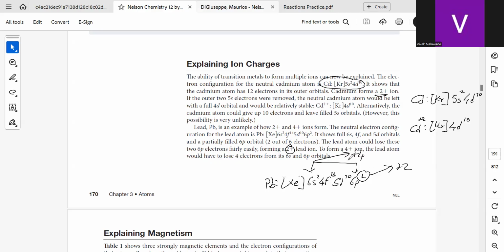Whenever we see the higher principal quantum number, we remove the electron from the higher principal quantum number. But why is it written like that? Why is it Pb and then Xe? That Pb is the element, and instead of writing the entire electronic configuration starting from 1s2, 2s2, 2p6, and so on, the shorter version is to write down the previous inert gas.